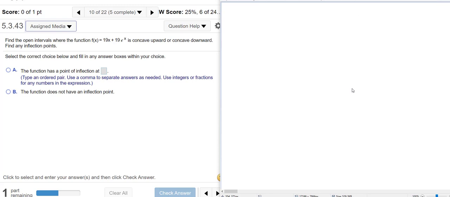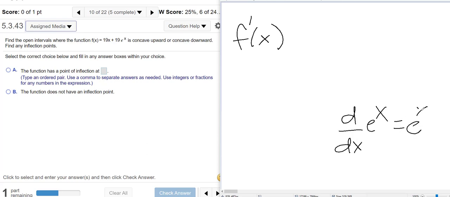Number 10, find the open intervals where the function f of x equals 19x plus 19e to the x is concave up or concave down, and find the inflection points. This time we have a function with an exponential. Remember that the derivative with respect to x of e to the x is e to the x. That makes the derivative pretty easy to do. So we get 19 plus 19e to the x. That's the first derivative. There's no x there because we took the derivative of 19x.